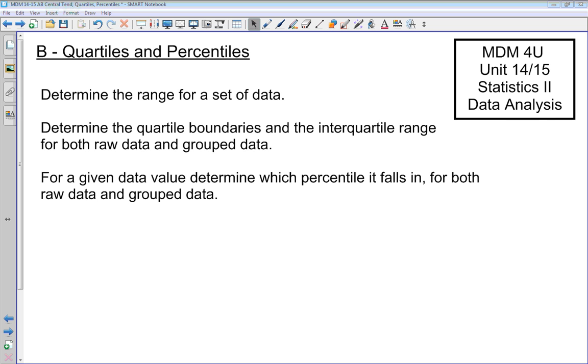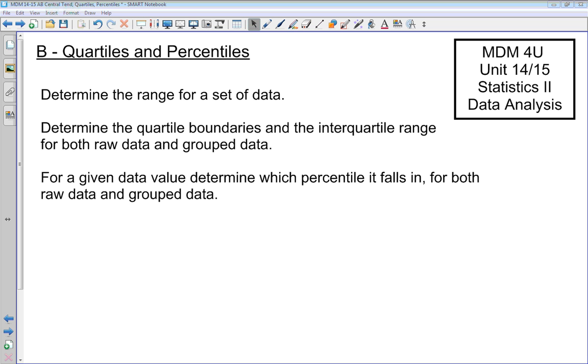So in this lesson, we're going to take a look at quartiles and percentiles and a couple of other things associated, again, with data analysis here. The first additional one that we're going to look at is what is called the range. So we're going to want to be able to determine the range for a set of data. And for quartiles, we want to be able to determine the quartile boundaries and the interquartile range for both raw data and group data. And as we do this, we'll take a look at what quartiles actually tell us about the data that we have collected.